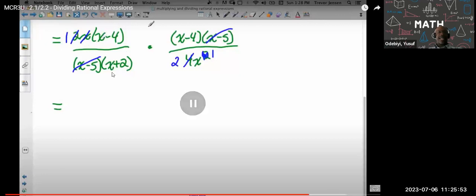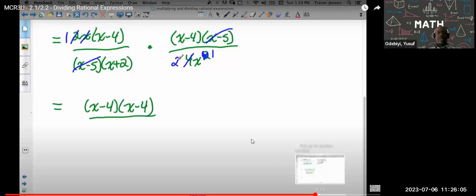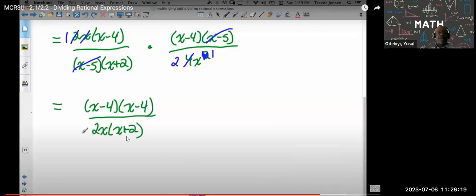In the numerator, I have x minus 4. I have 2 that can go into there, cancel it out. That's just going to be a 1, and then over here, 2 into 4 is just 2. Okay, so that's what's going to be left. When I multiply the top, it's going to be x minus 4 times x minus 4, and the bottom is going to be 2x times x plus 2. Okay, now can I simplify more? Not really.